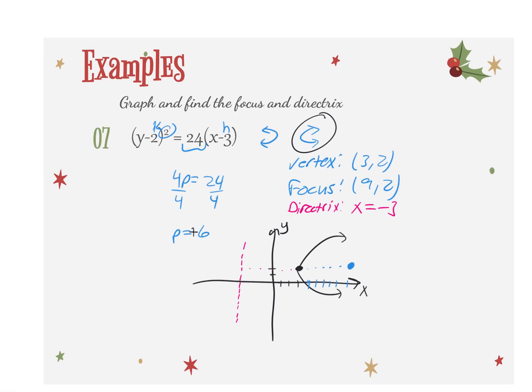All right, so hopefully not super crazy. This is as hard as it'll get. Maybe even like the previous slide, the fraction might be a little bit difficult. But overall, it's the same steps every single time. You want to make sure that you get it in standard form, find your vertex, find your p-value, and then plot your focus and directrix accordingly.